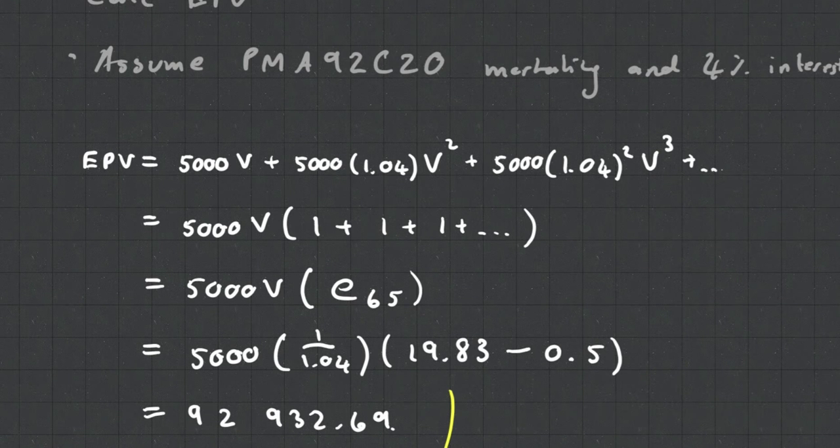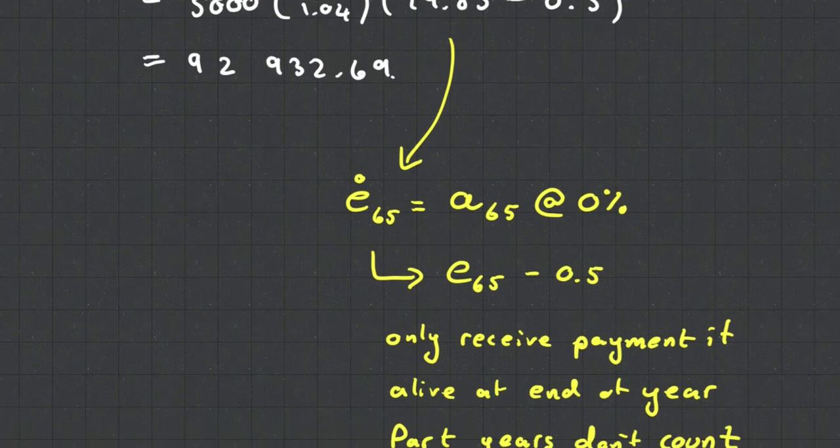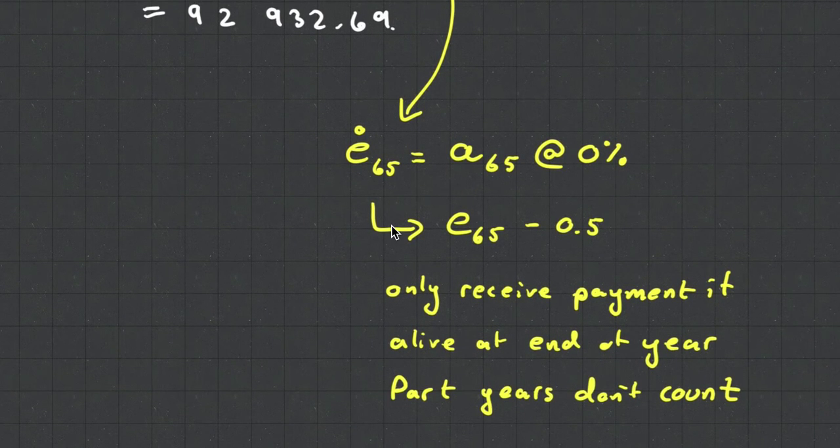In case you didn't get why we subtracted a half, let's look at the tip here. So e°65 is equal to ä65 at 0%, and this is tabulated. To get to the annuity in arrear, we need to subtract 0.5. This is the adjustment we need to make because we only receive payments if the person is alive at the end of the year, and if you live for half a year, you're not going to get half that amount. You only get it if you complete the year.